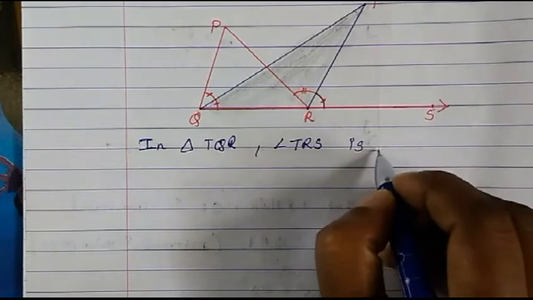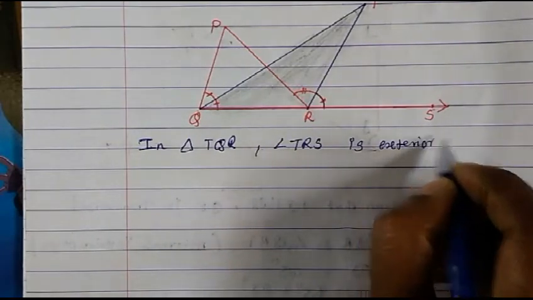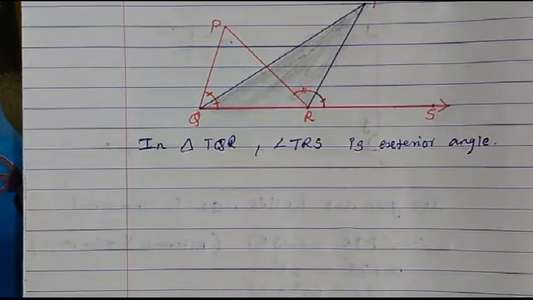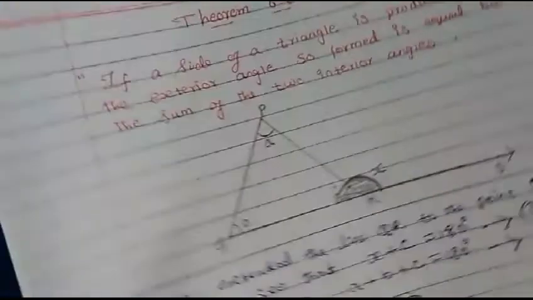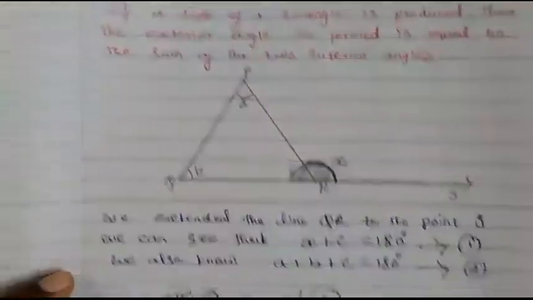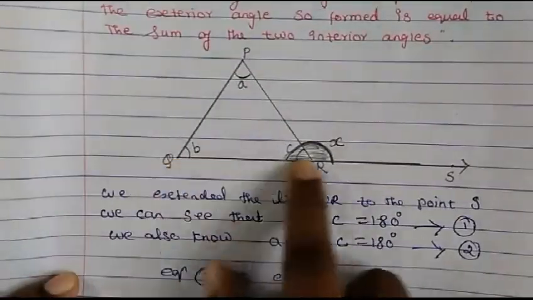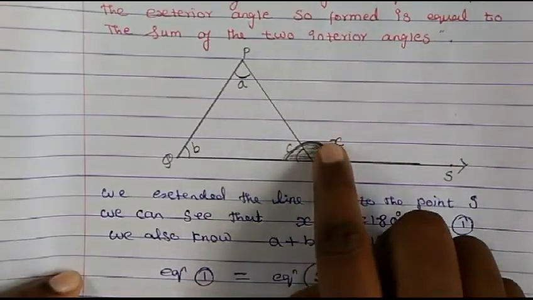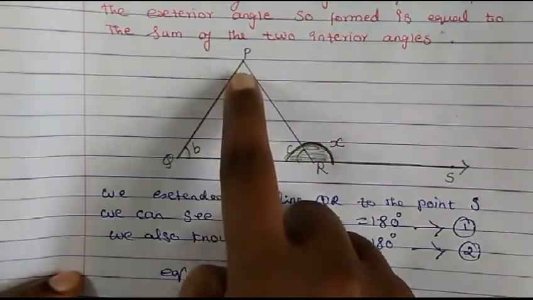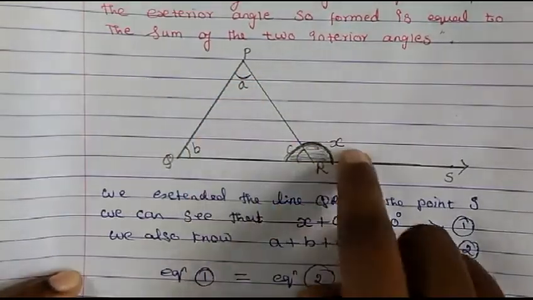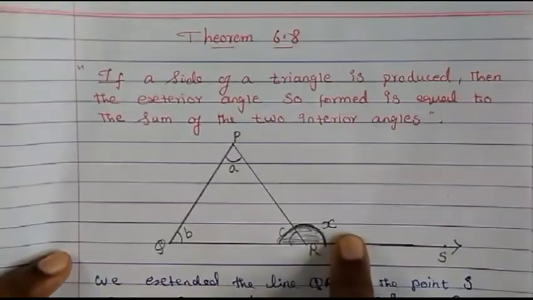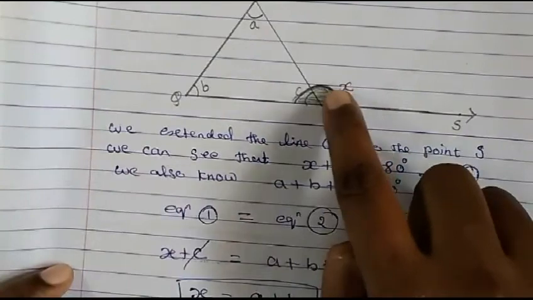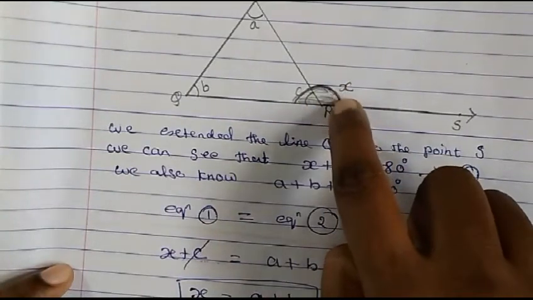is exterior. I have taught you in theorem 6.8 that when a line is produced here, this X becomes the exterior angle. Then the sum of the opposite interior angles will be equal to the exterior angle. This is theorem 6.8 we studied. So that means A plus B will be equal to X. X is the outside, exterior part of the triangle.